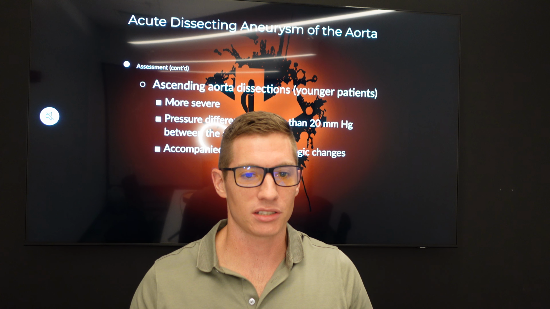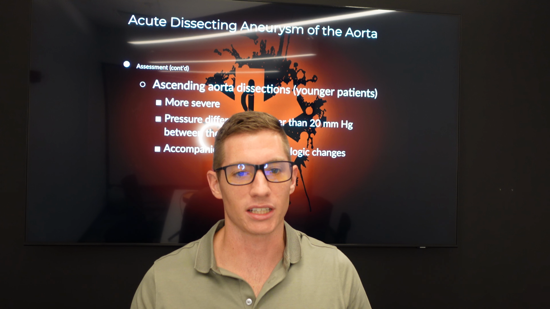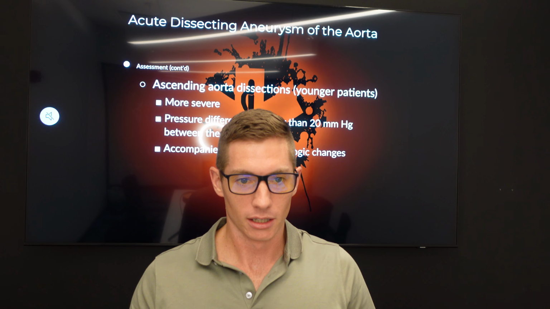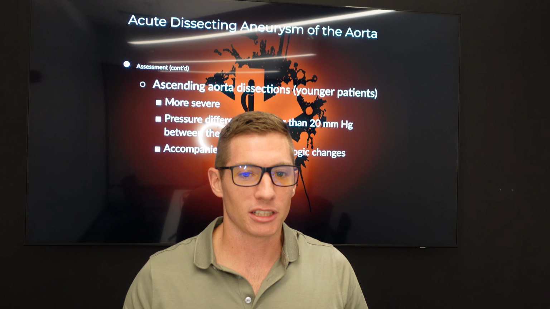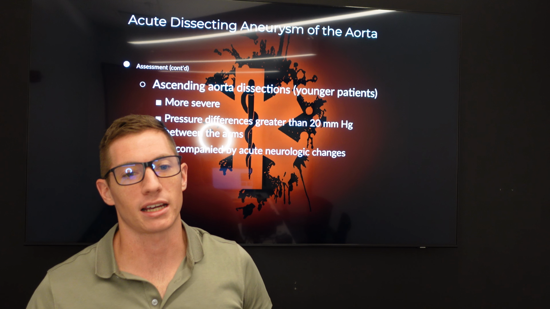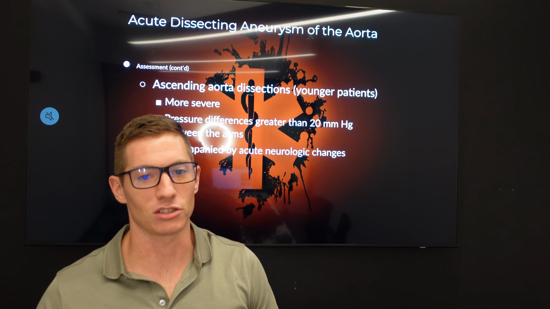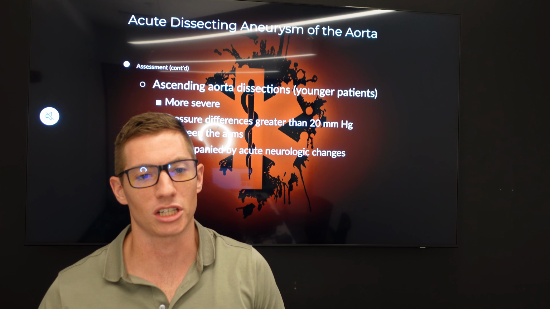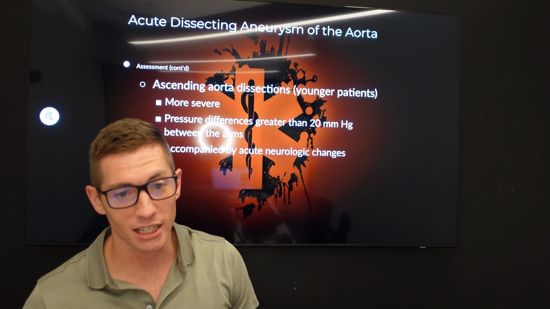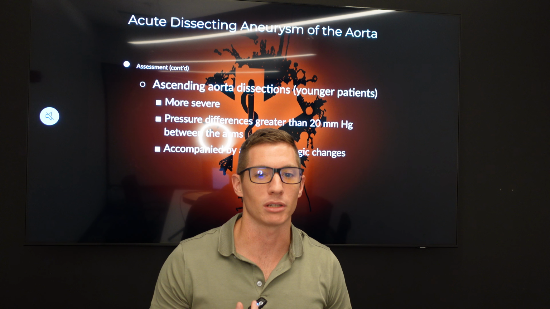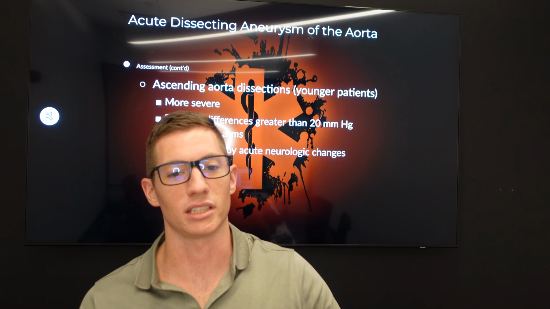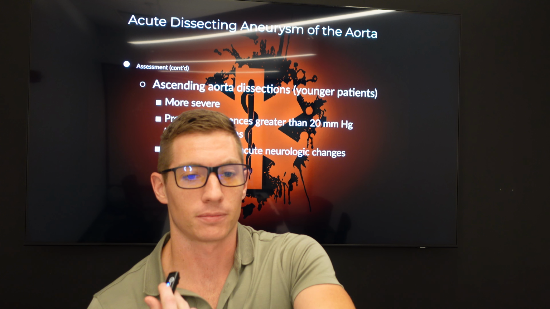Ascending aorta dissections can occur in younger patients previously in good health. One or more vessels of the aortic arch are compromised. A pressure difference of 20 millimeters Hg between the arms may indicate the presence of an aortic aneurysm. Suspect dissection if this finding is accompanied by acute neurological changes. The patient may show signs and symptoms of stroke. EKG changes characteristic of myocardial ischemia may occur when the dissection extends proximal to the coronary ostia.